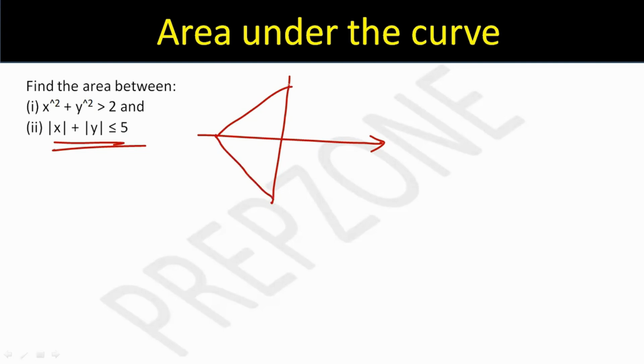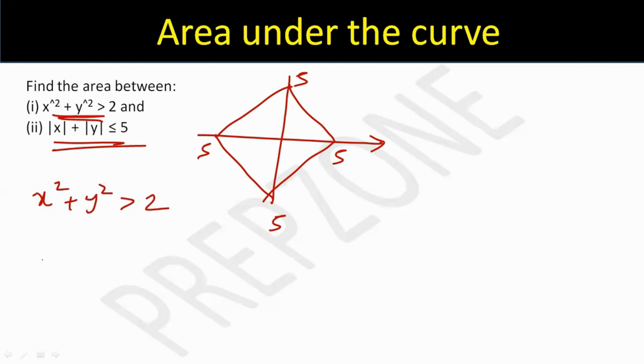So I will just plot this. It's a rhombus, right? And these are 5. We have already covered this graph earlier. So it's a rhombus, and it is less than or equal to this, which means the area inside this curve. And the first curve is basically a circle, x square plus y square greater than 2.